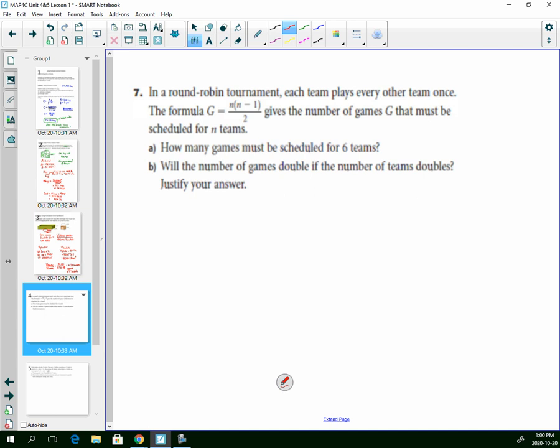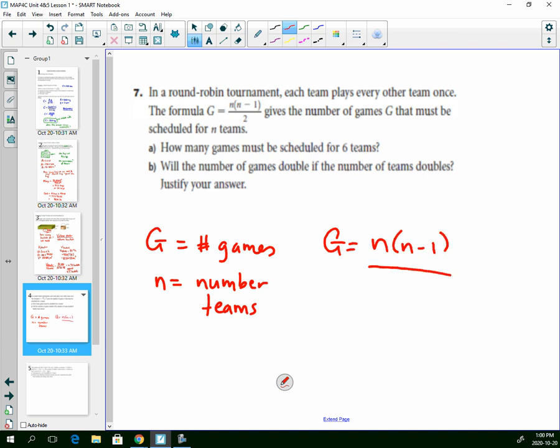For example, question 7 gives a formula that tells you how many games must be scheduled. So when you're organizing a tournament, right, every team plays another team once. So we have a general formula that will determine how many games we need to schedule in total for so many teams. Okay, so G is number of games we need in total, and N will be the number of teams in the tournament. So we have G equals N times N minus 1 over 2.